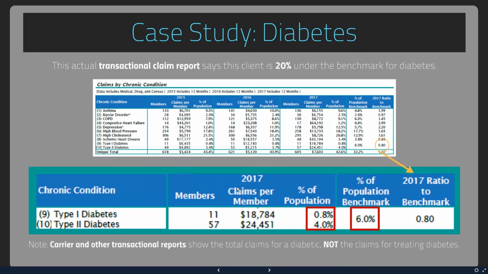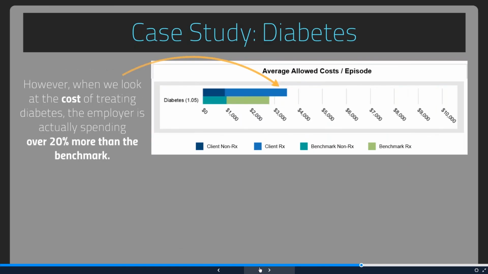However, carrier and other transactional reports show the total claims for a diabetic, not the claims for treating the disease of diabetes. So when we look at the cost of actually treating diabetes, the employer is actually spending over 20% more than the benchmark. So what we would do is we would create episodes of care.